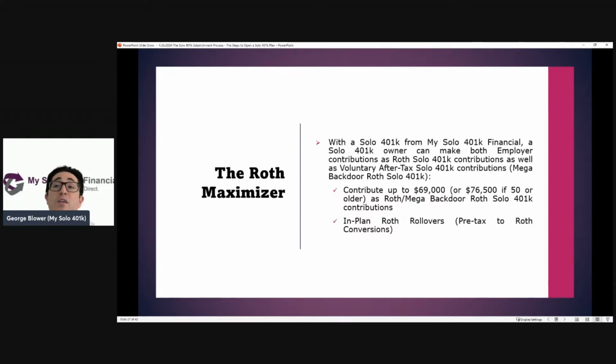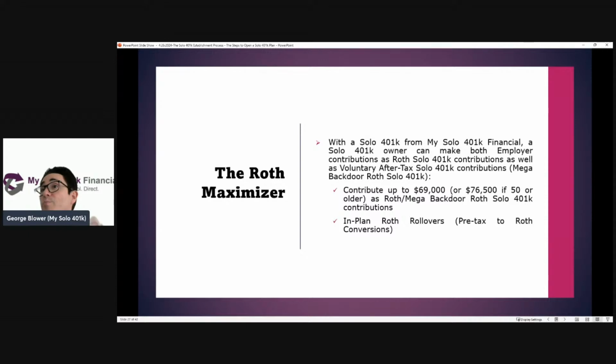On top of that, if they already have money in a pre-tax status, right? It could be in a pre-tax IRA, or it could be in their pre-tax solo 401k. Let's say it's in a pre-tax IRA. Then they roll it over to the pre-tax solo 401k account. Then they can transfer as much or as little as they want from the pre-tax solo 401k sub account to the Roth solo 401k sub account.